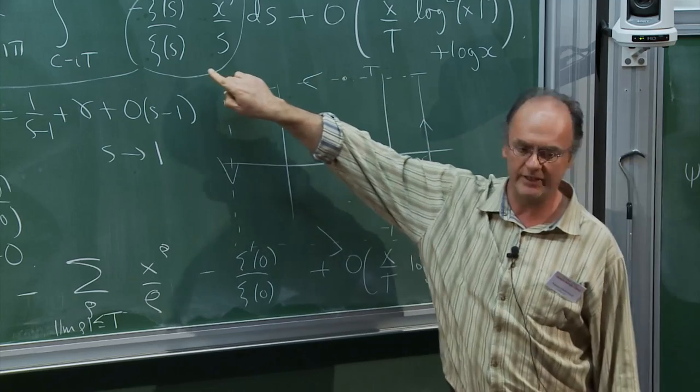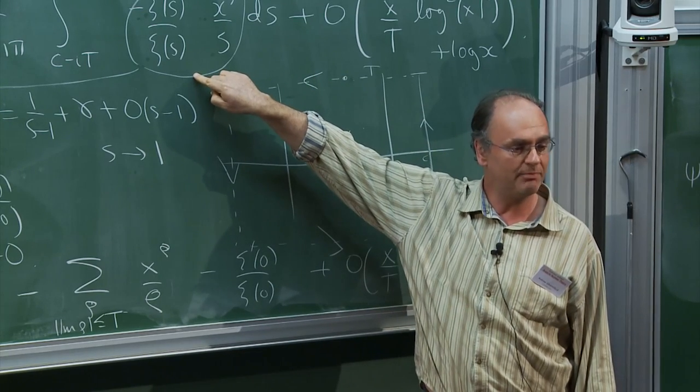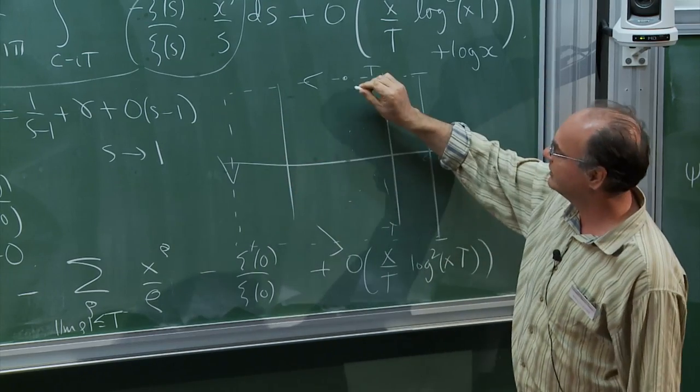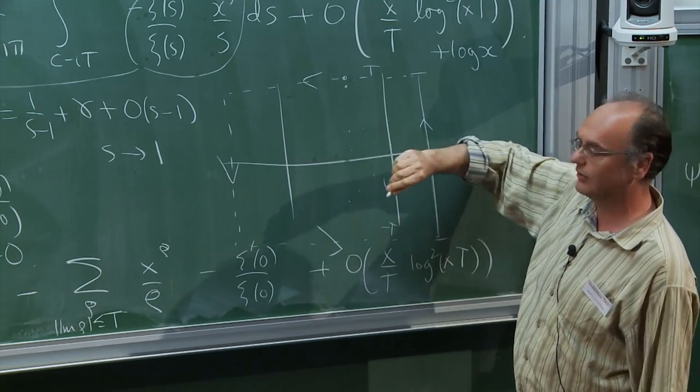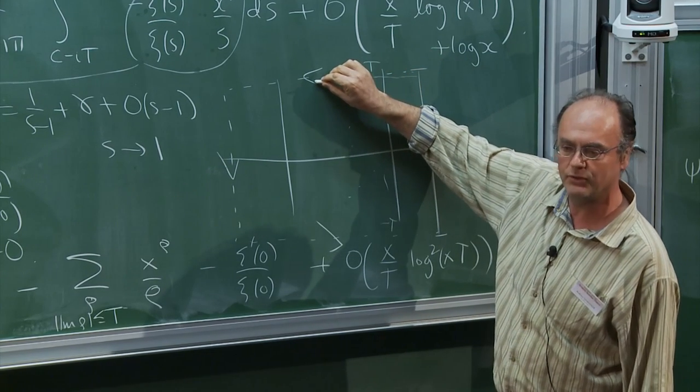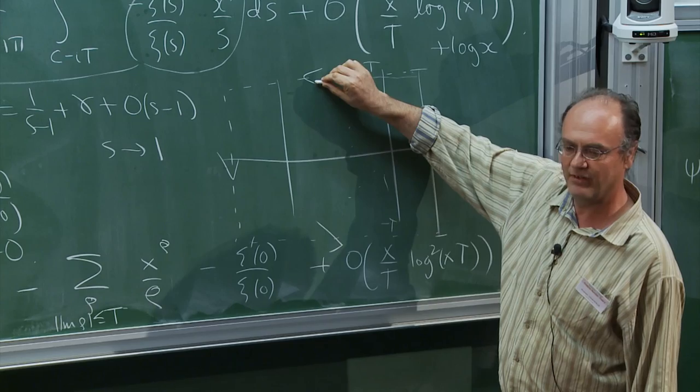Then you're going to hit a pole of this, so it's not going to be so easy to just bound the integrand. So what's a good idea, it seems to me, is if there are two zeros of the Riemann zeta function, you take your contours so you sneak your way halfway in between them. Now, is that easy to do?